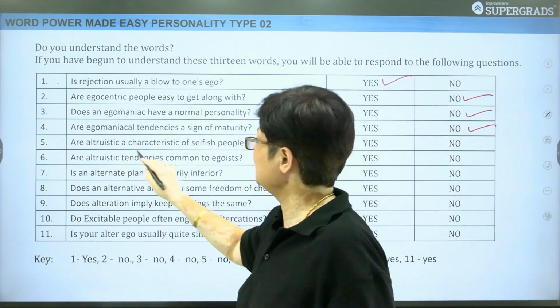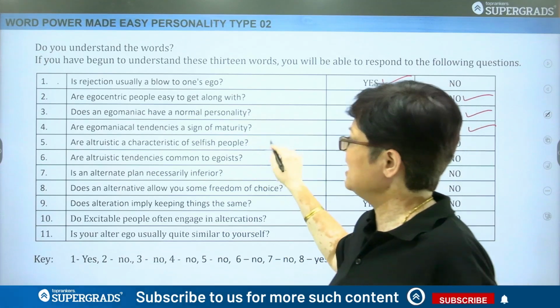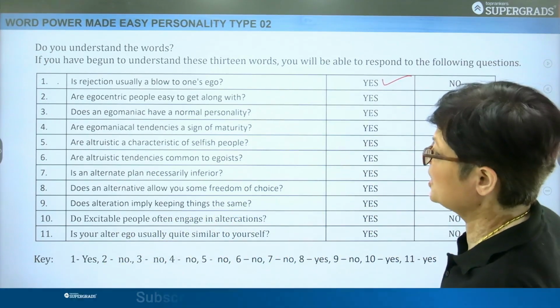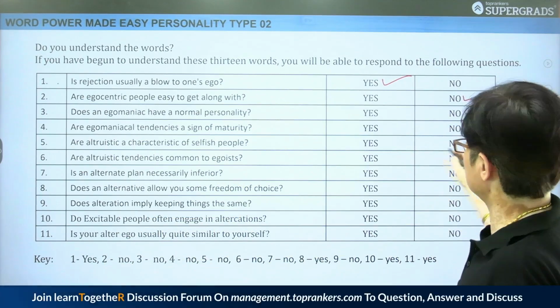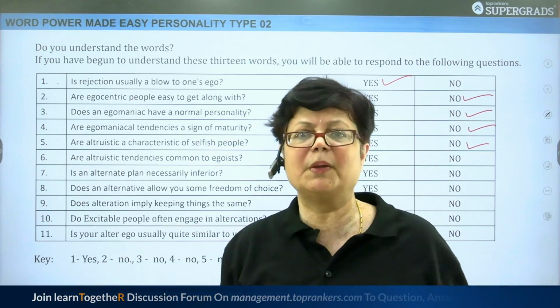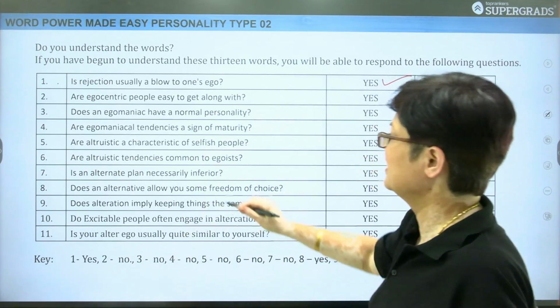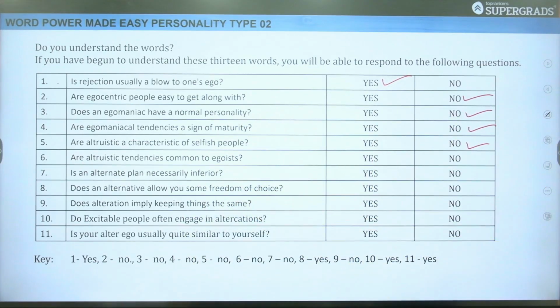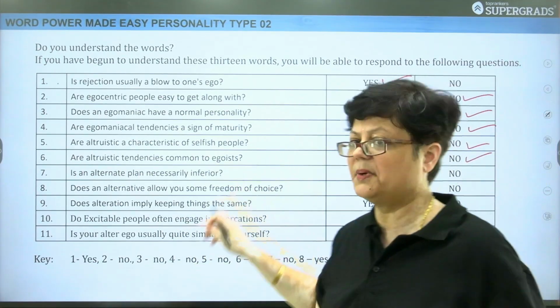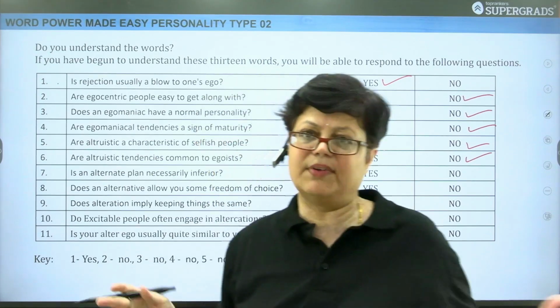Then, is altruism a characteristic of selfish people? Altruism is not the characteristic of selfish people. So the answer is no, because altruism relates to people who are selfless. Then, are altruistic tendencies common to egoists? No. This is contradictory. The egoist person will not be an altruistic and vice versa.